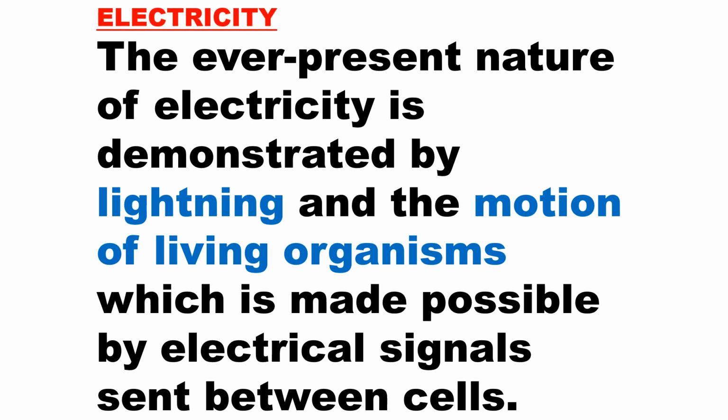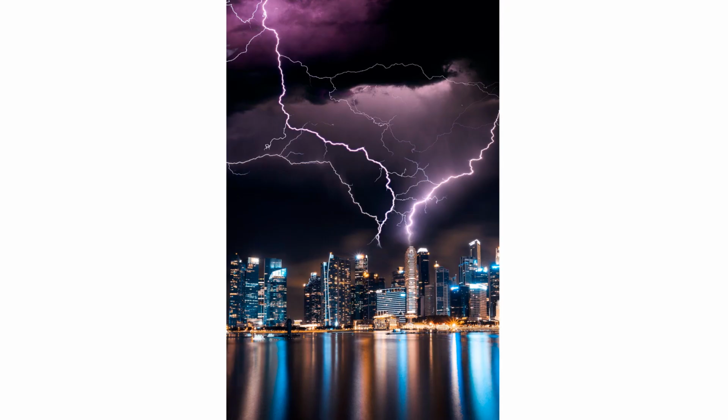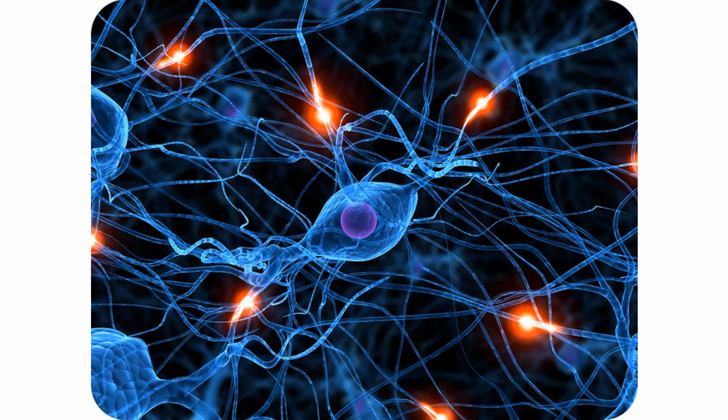The ever-present nature of electricity is demonstrated by lightning and the motion of living organisms. So in nature, we have electricity and it's present in the form of lightning and motion of living organisms. So this is made possible by electrical signals sent between cells. So let me show you some pictures of this. So here are pictures of lightning. And here's a picture of electrical signal sent between cells.